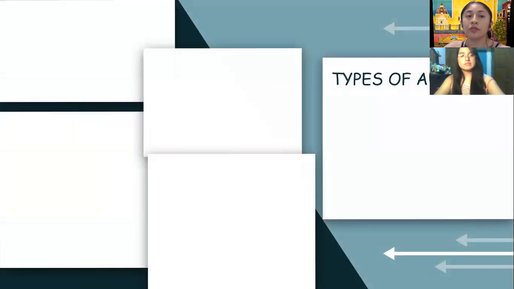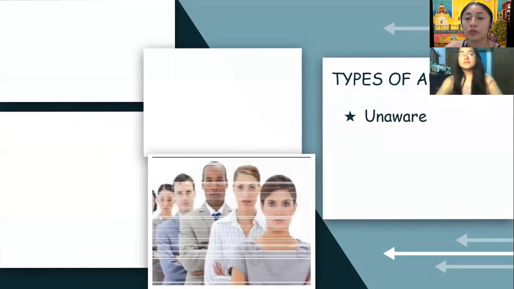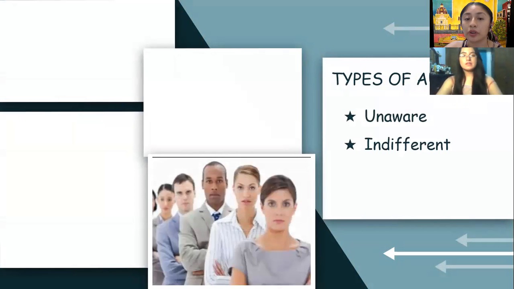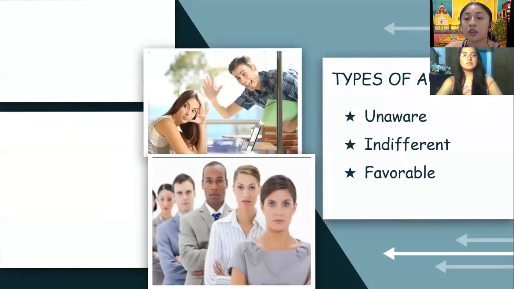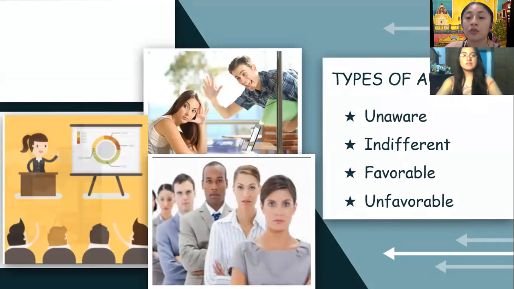And finally, the type of audience. This point is crucial to know. The way each type of audience expresses itself can affect the transmission of your message. We have four different types of audience: unaware, indifferent, favorable, and unfavorable.